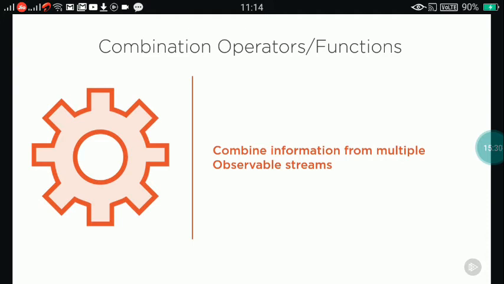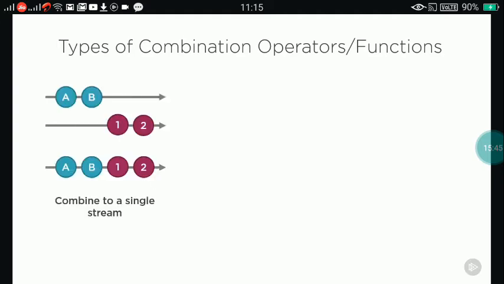As the name suggests, the RxJS combination features combine information from multiple observable streams. There are several types of combination operators and creation functions. One type combines items from multiple streams into a single stream. Here, the stream of letters is merged with the stream of numbers into a single stream of letters and numbers. Merge and concat are examples of this type. This type is often used when the data is uniform.